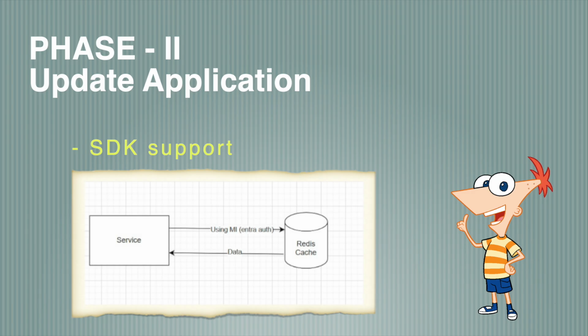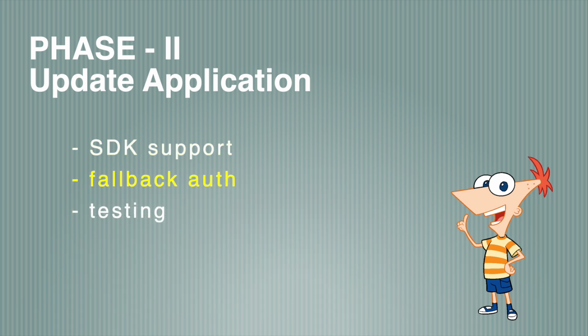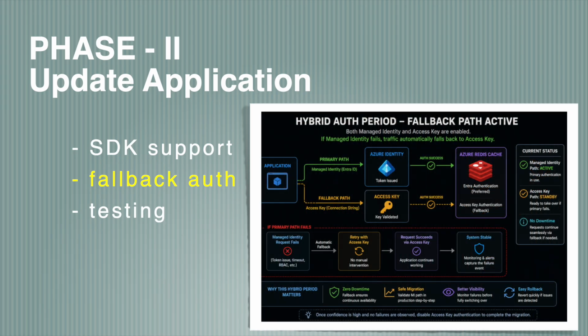Now, once that is done, you have to be very mindful of fallback auth, because you cannot expect to switch from using access keys to managed identity and let it fail. We need to have a fallback auth. So what I would suggest is the connection should be made using SDK support with managed identity to the Redis cache. A ping to the Redis cache should be made to ensure that we are able to successfully get the response from Redis. And if the ping fails, make sure that you catch that exception and fall back to using the access keys that we were previously using.